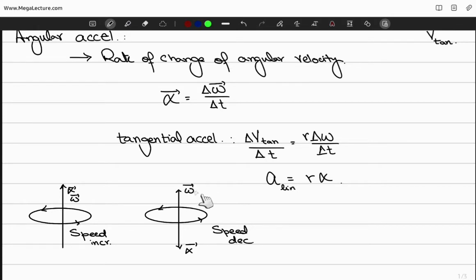However, in this diagram, you can see that the angular velocity points in this direction, but the angular acceleration points in the exact opposite direction. So this angular acceleration is trying its best to decrease the velocity, which is in this direction. And hence, if something was moving in a circle around this, it would be decelerating, or the speed would decrease.